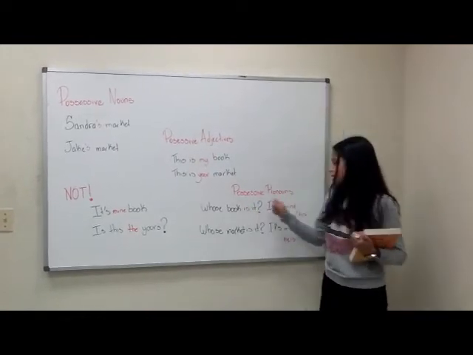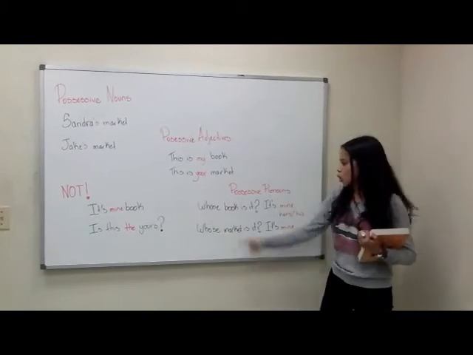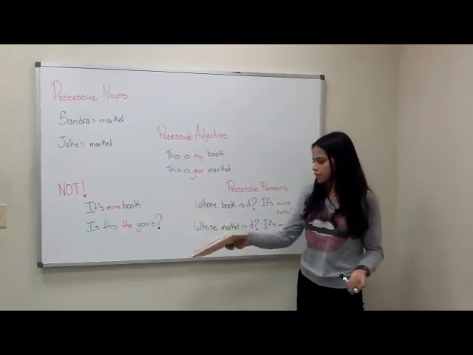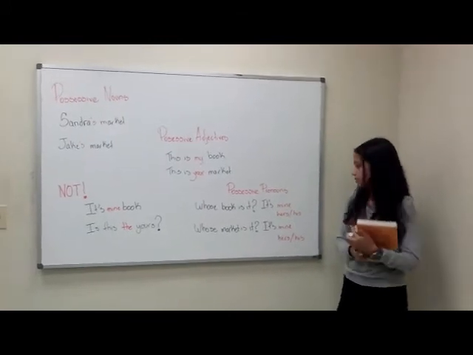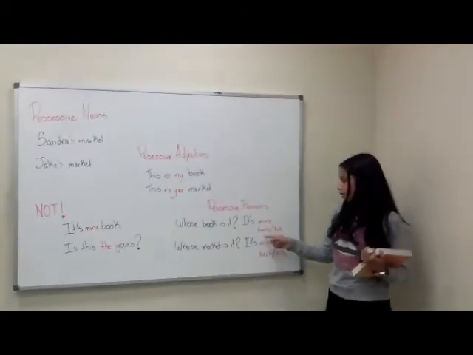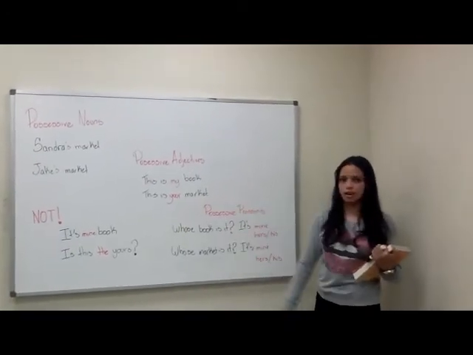Last one. Possessive pronouns. Very easy. Let's read examples. Whose book is it? You can say, it's mine. It's my book. Okay? Or you can say, it's hers. Or you can say, it's his.